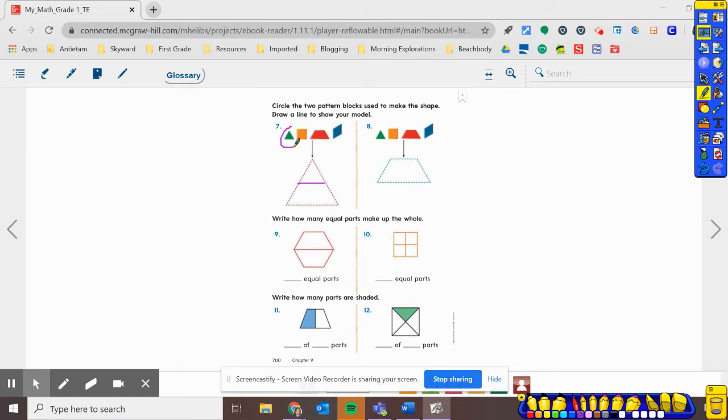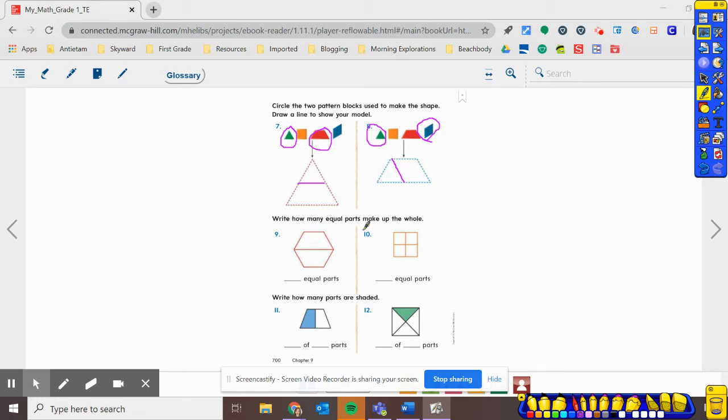You should see a triangle and a trapezoid. So circle those two shapes. Now, number 8 is a little trickier because what you want to do is you want to say, oh, well, that's just a trapezoid. And you would be absolutely right. But they want us to find how we can make it with two different shapes. So I'm going to give you a hint. I'm going to draw a line that looks like this. Now, which two shapes did we use to make that trapezoid? I can see here I used a triangle. That's one of my shapes. What's my other shape that I used? The parallelogram. So circle those.